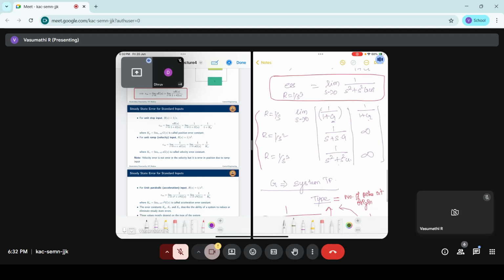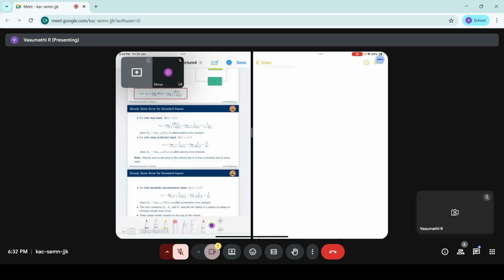Okay. When the type of the system is 1, I'm sorry for this. When R is equal to 1 by S, this will be 1 by 1 plus G. When R is equal to 1 by S square, this will be 1 by S plus SG. R is equal to 1 by S cube will be 1 by S square plus S square G.